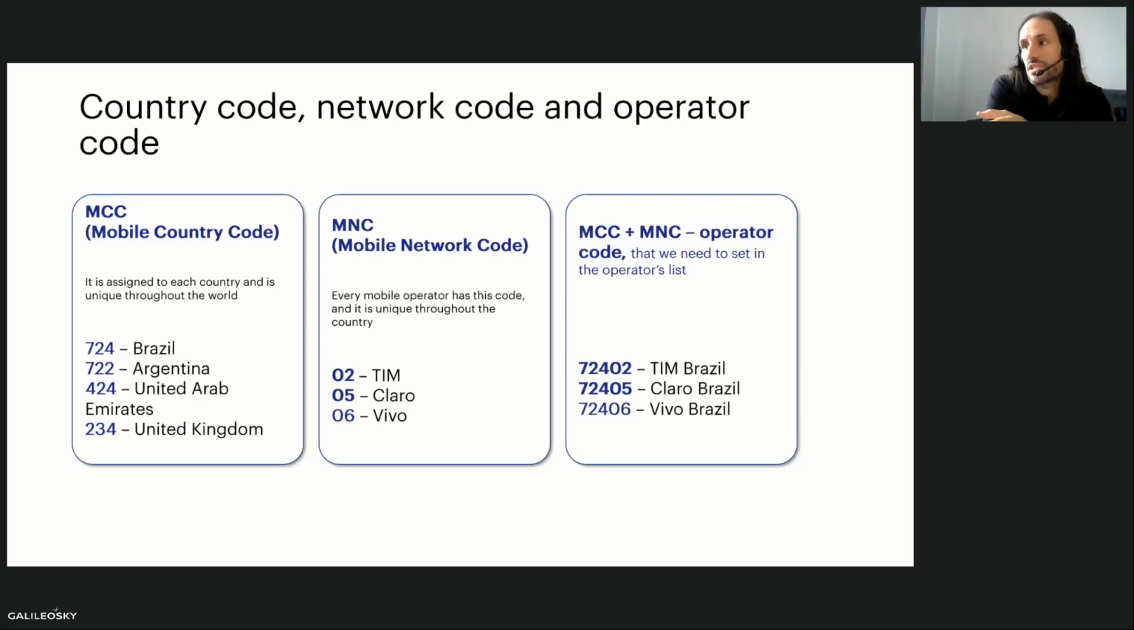Okay. So, for example, to say that we are connected to TIM Brazil, we will be getting this code that you can see here. It's TIM and it's Brazil. Okay. If it would be TIM, but I don't know, maybe, probably in Venezuela, for example, it would be different because the country code will be different. Maybe the operator code will be the same, but the country code will be different.